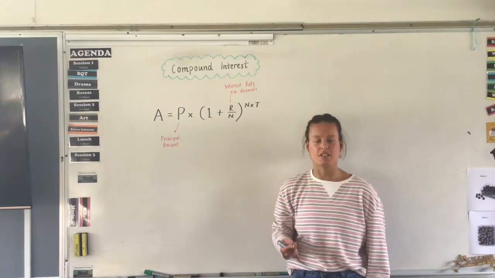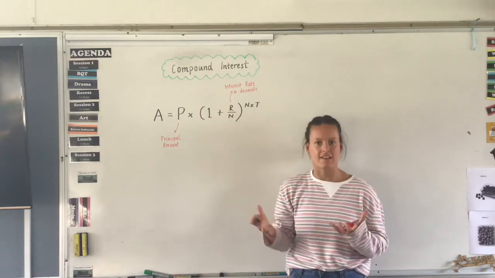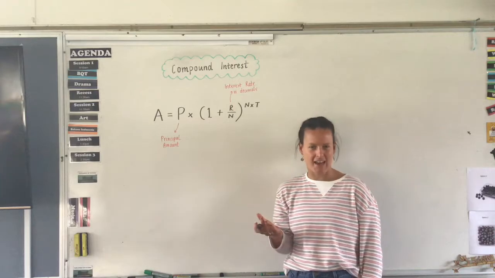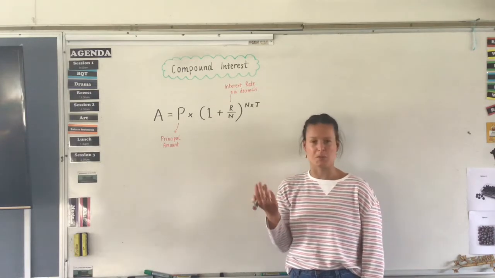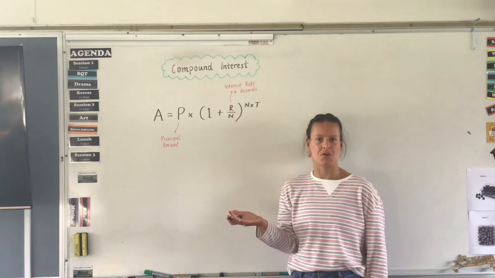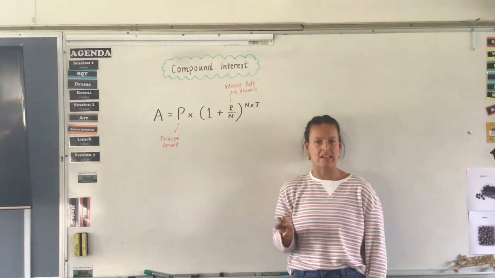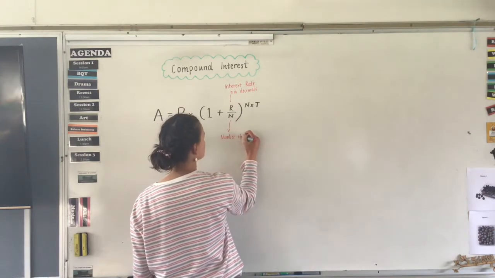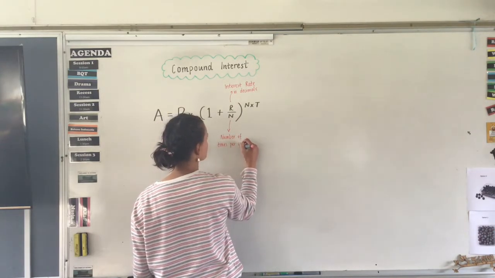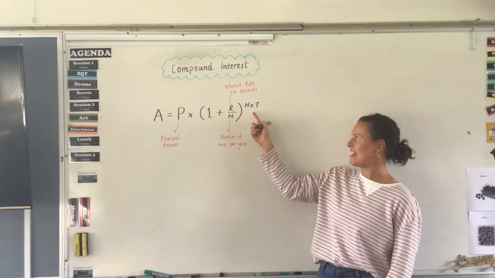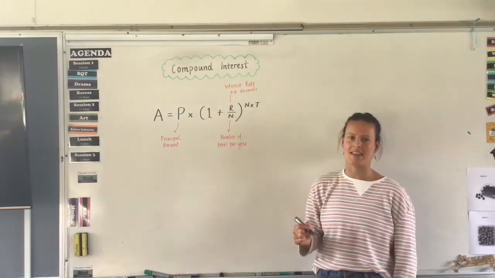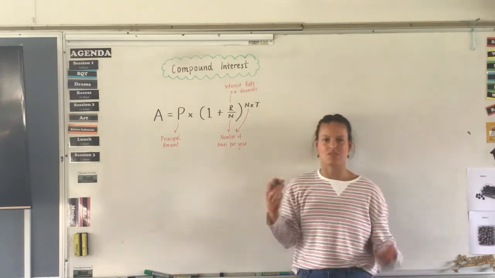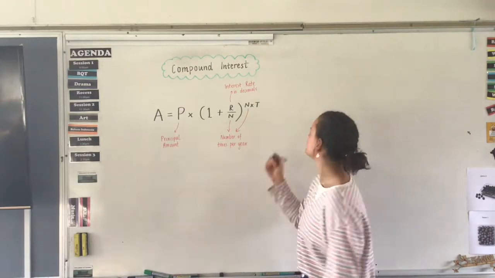The N refers to the number of times each year that the investment is compounded. So sometimes it's yearly, which would be once a year. Sometimes it's semi-annually, twice a year, quarterly, which would be 4 times a year, monthly, weekly, so on. So the N is the number of times each year it is compounded. Now there is an N over here, it is the exact same N there, so they mean the exact same thing. And finally our T stands for time, so usually written in years.